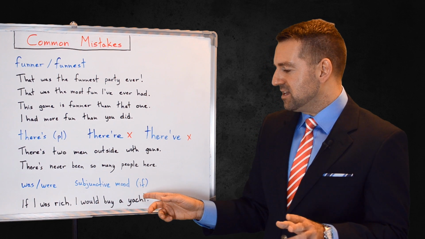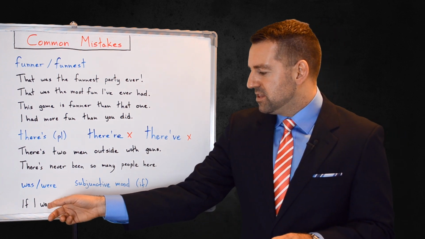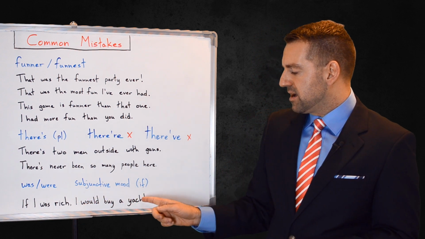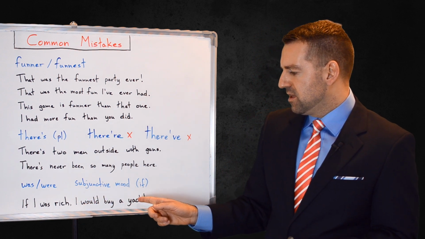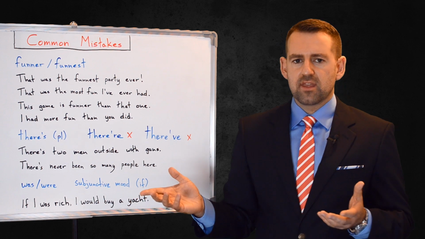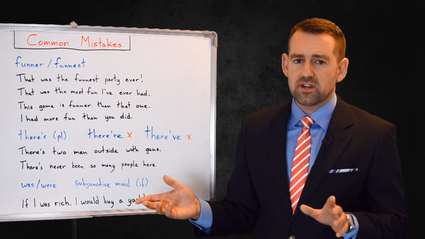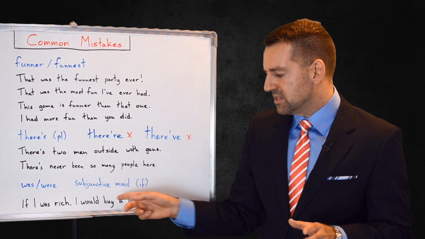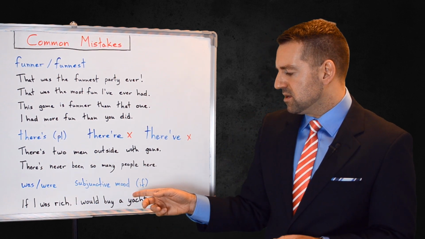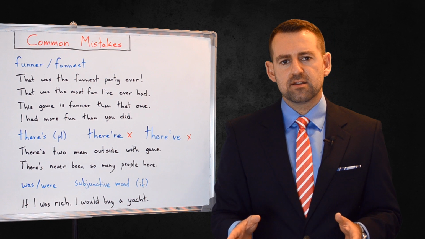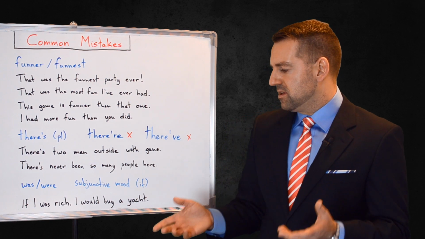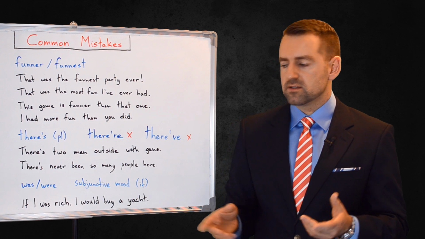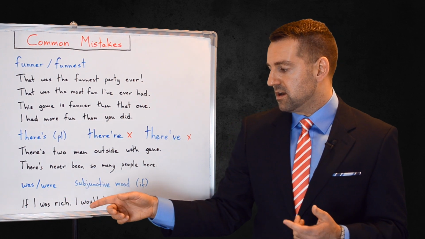Okay, so the mistake here is that this should be were. If I were rich, I would buy a yacht. I don't think it's a very serious mistake, because I know a lot of people that say it this way: if I was rich, I would buy a yacht. But your grammar textbook probably says to use were, and I do too.